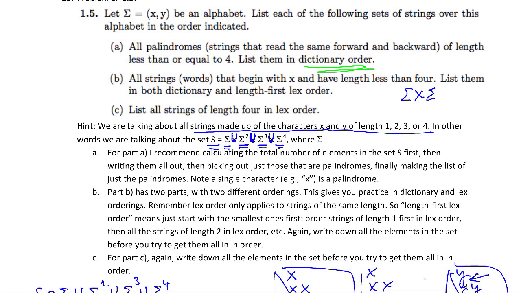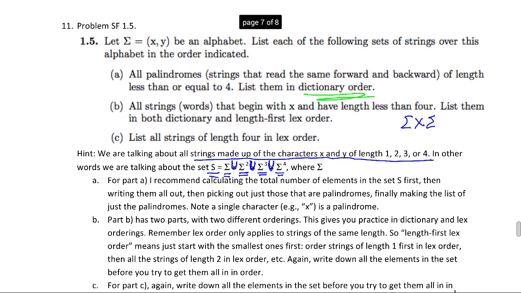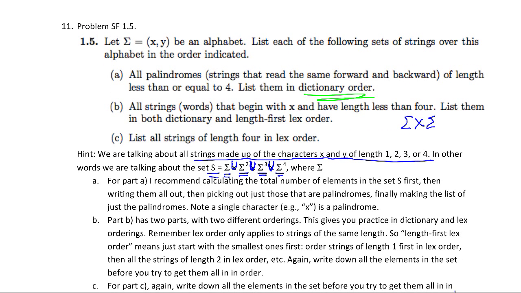Okay, in this video I'm going to continue this problem. This is one of the problems from Bender and Williamson's book, from the chapter called Sets and Functions, problem 1.5. In the previous video I did part A, and in this video I'll do parts B and C. In part B we're looking for all strings or words that begin with X and have length less than 4, and we're going to list them in both dictionary and length first lex order.